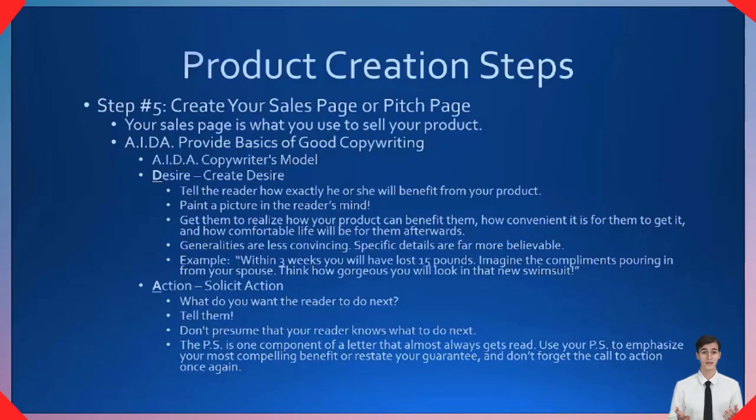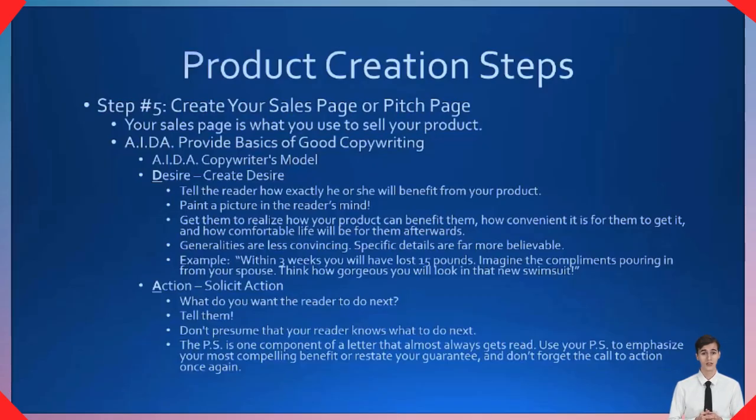And here's an example of building up that desire. Within 3 weeks, you will have lost 15 pounds. Imagine the compliments pouring in from your spouse. Think how gorgeous you will look in that new swimsuit. That would be a great example of being very specific, whereas just saying you could lose 15 pounds in 3 weeks is generic. You could say, look, you're going to get more compliments, and look how gorgeous you're going to look if you follow these principles and lose that extra 15 pounds that you want to lose.